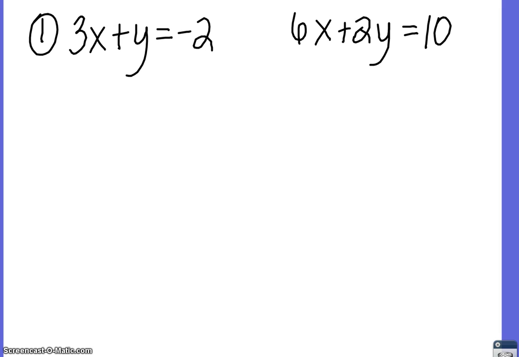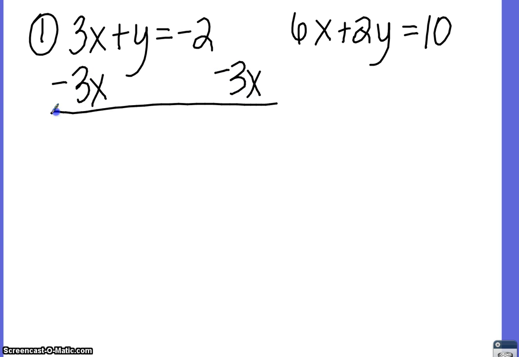Number 1. Problem number 1 says I've got 3x plus y equals -2 and 6x plus 2y equals 10. Before I can actually graph both of these equations, I have to solve for y. I know a lot of you had trouble with this on the quiz on Friday, so please take good notes and write this down. So let's look at 3x plus y equals -2. I need y to be by itself, so I need to move the 3x to the other side of the equation. So if it's a positive 3x, how am I going to move it to the other side? You should have said subtraction.